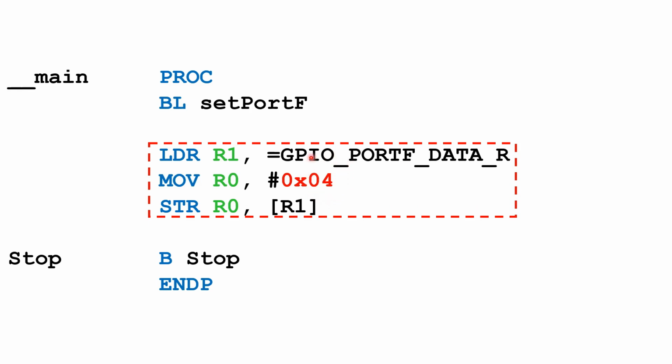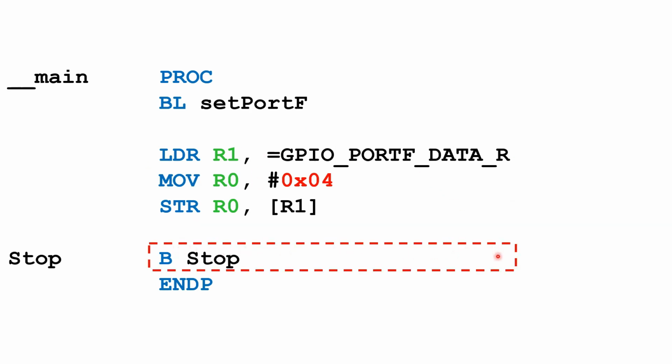I'll show you later on in the code demonstration how to turn on the red and the green LED by changing this value here. So to repeat myself, these three instructions will turn on the blue LED. And then this instruction here, branch to stop, is an unconditional jump to this spot here. So the program control will stay here.